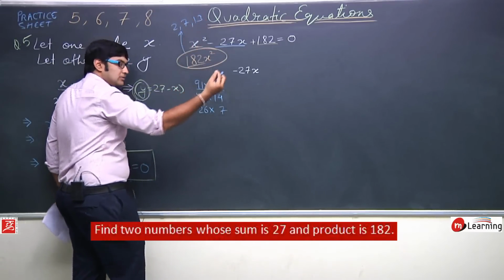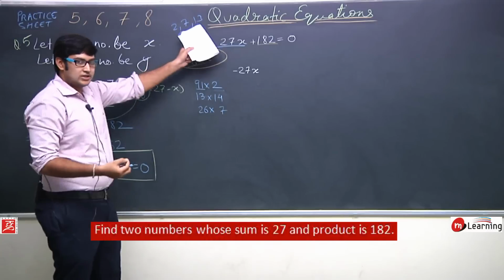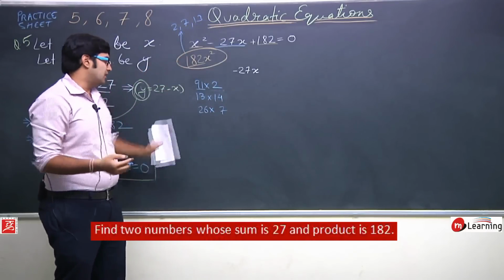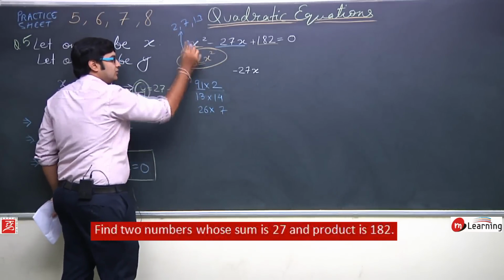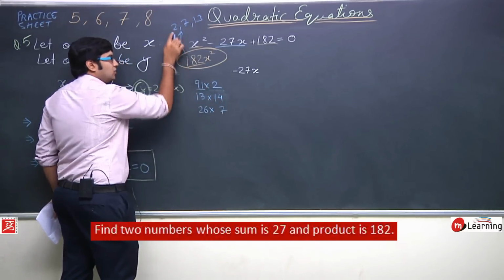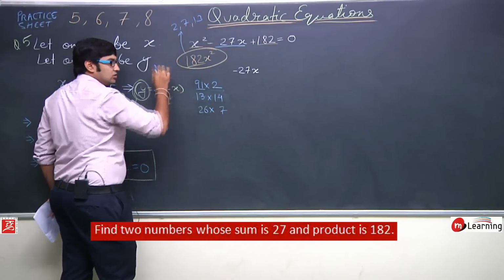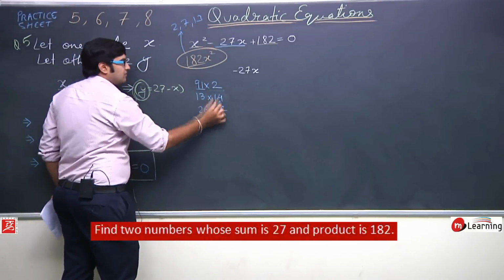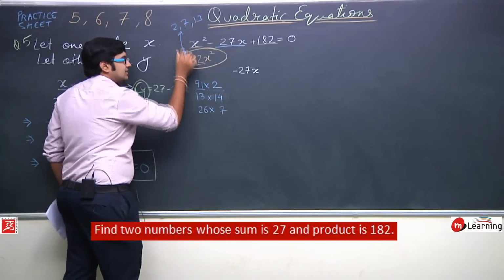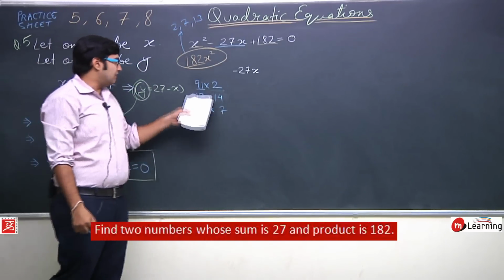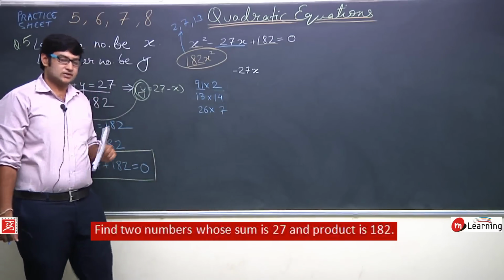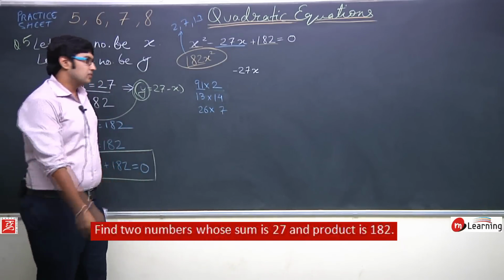So taking any 2 terms, by clubbing any 2 terms and the one as individual, for example here 13 as it is and 7 into 2 is 14, here 2 as it is and 7 into 13 is 91, here 7 as it is and 2 into 13 is 26. So we have these 3 different combinations. Now let us check.